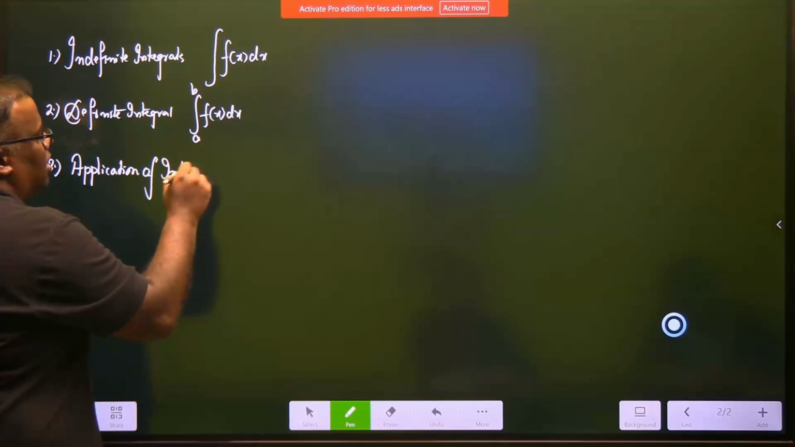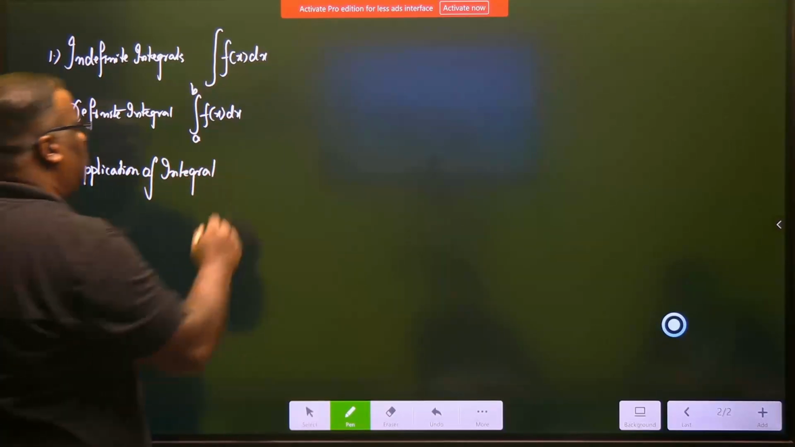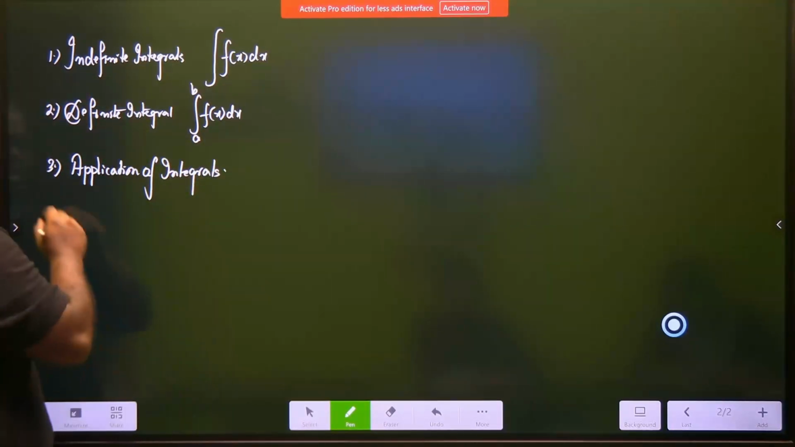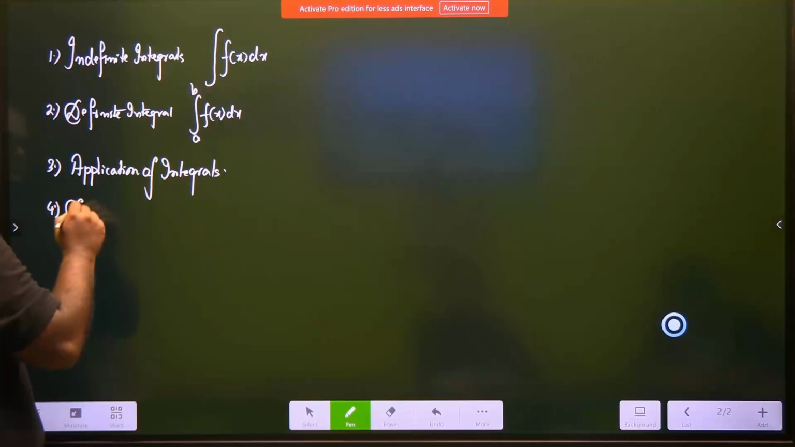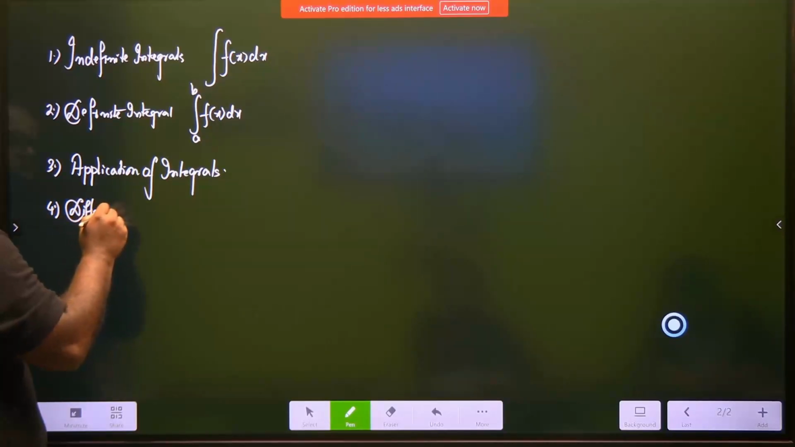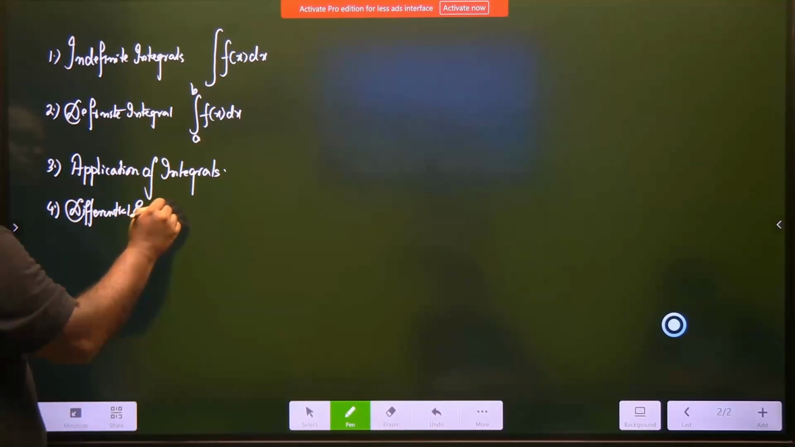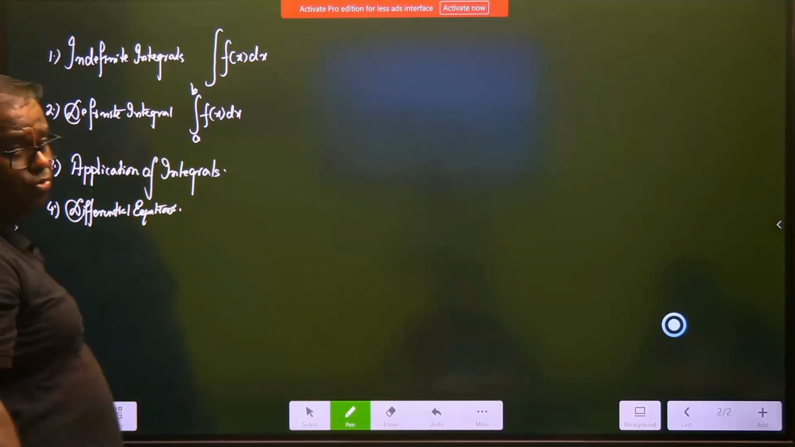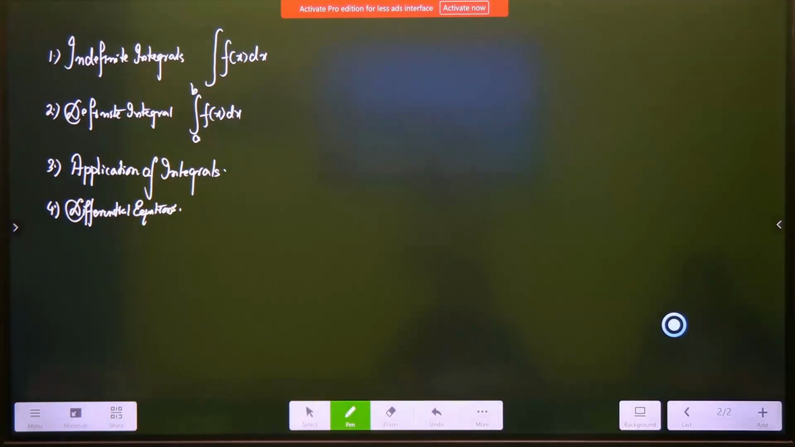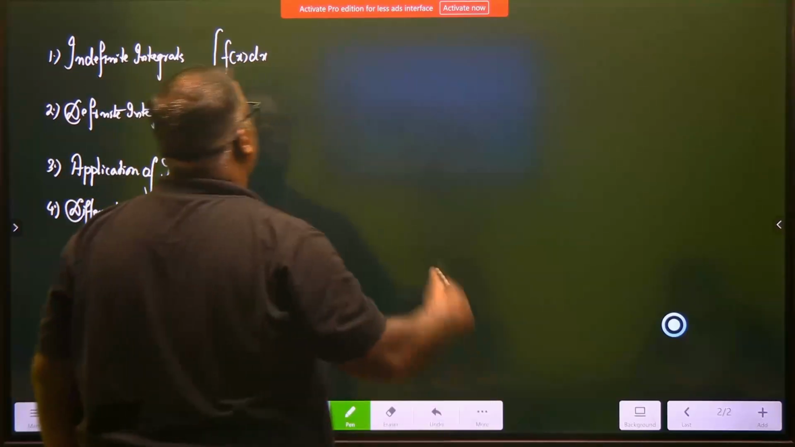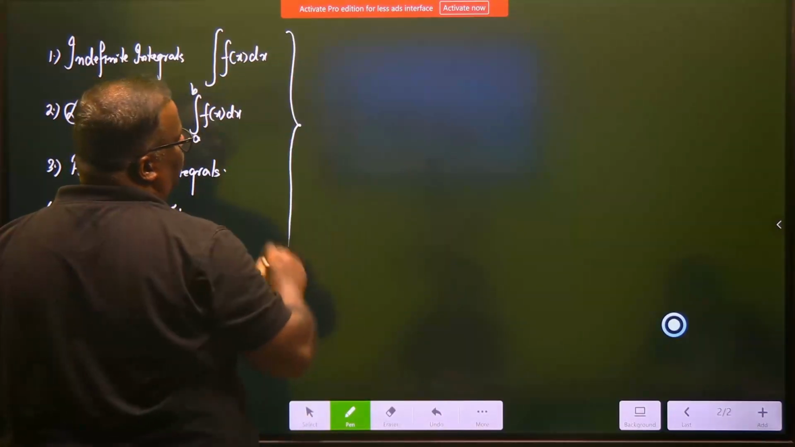Application of integrals, AOI. As you had application of derivatives, and then we will have differential equations to sum up. And this will take us at least 3 to 4 months from here. July, August, September, October, November, maybe at least, not less than that. So we start with indefinite integrals and let us see what we are doing.